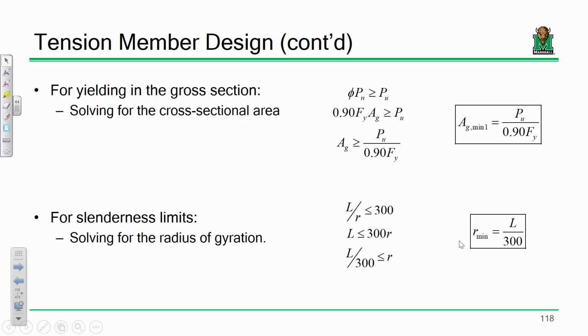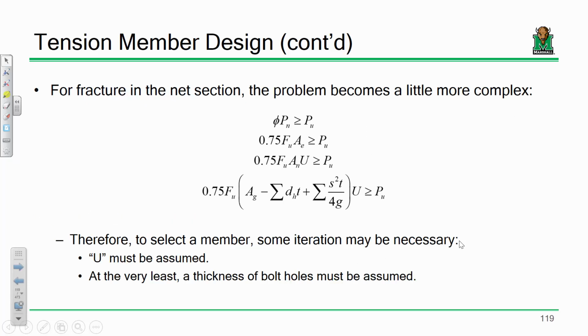Simple, right? That's straightforward. Now, what gets funky is this. What about fracture? That one gets tough, because it's not as simple. See, with gross section yielding, I can just solve, and as long as I pick a member that has a gross area greater than or equal to that, I'm good.